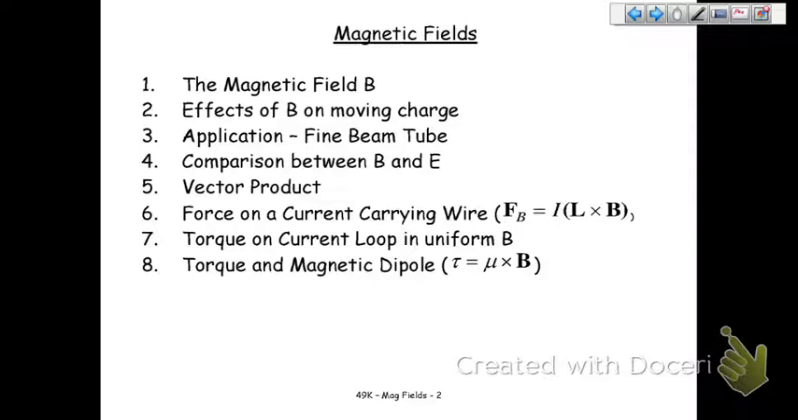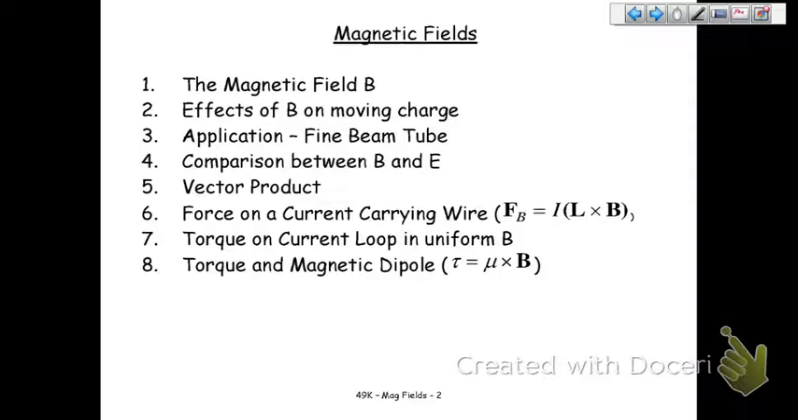So we'll start with just talking about magnetic fields. The magnetic field has the symbol B. M's been used so many times. Sometimes you will see H. It's a different thing, but we don't deal with H. So if you're looking through a textbook and you see H, it's related, but it's not the same. But we use B.